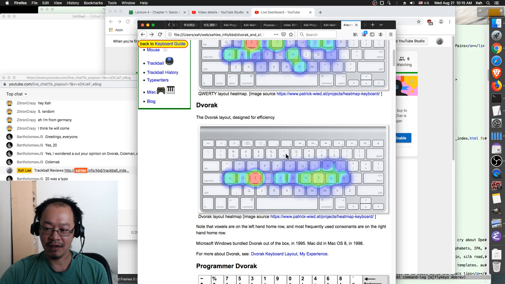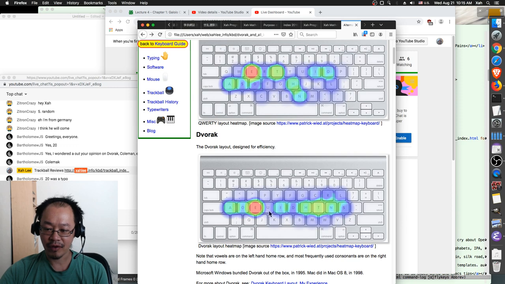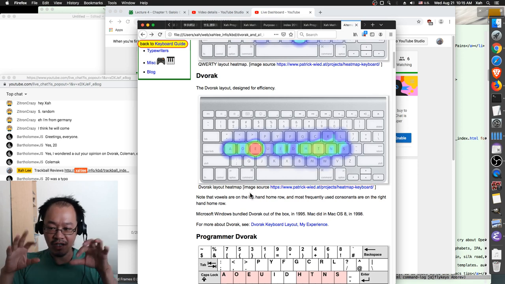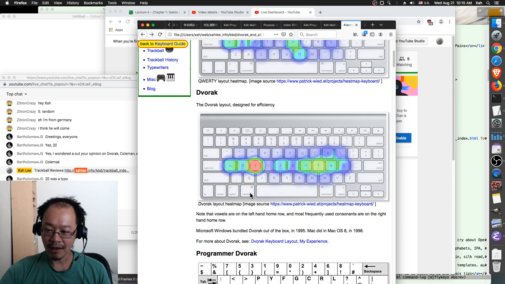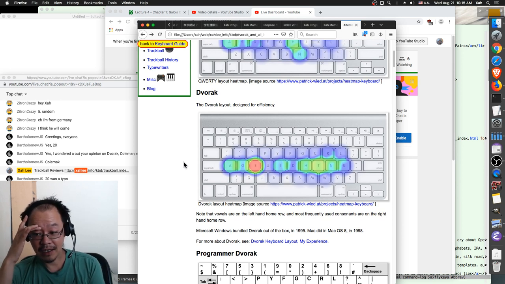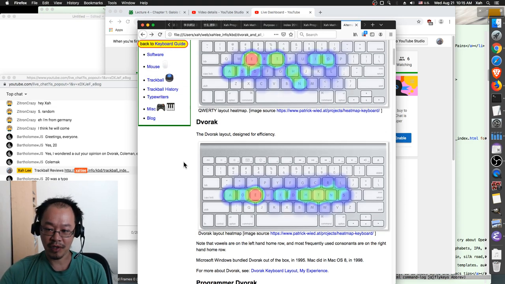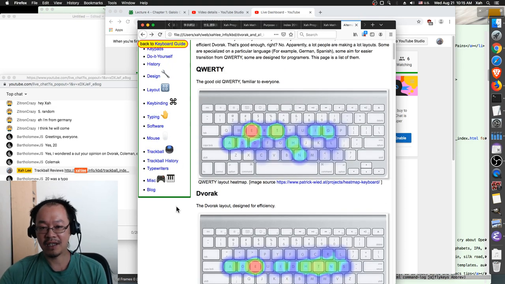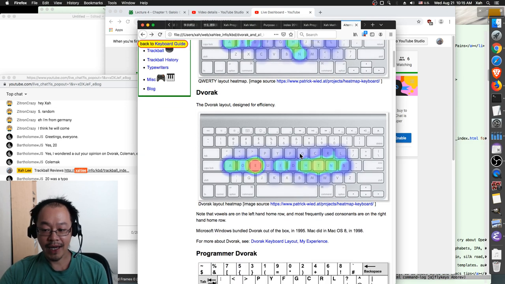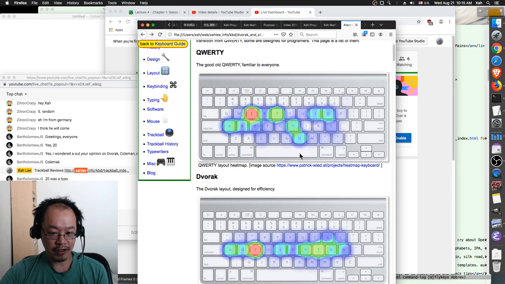After QWERTY there is Dvorak. From this heat map you can see that the Dvorak keys are more efficient, because you don't have to move your fingers all over the place. I've been using Dvorak for 25 years now, since 1994. I was a QWERTY typist since 1988 or so. And now I'm Dvorak for 25 years. Dvorak is much more efficient.